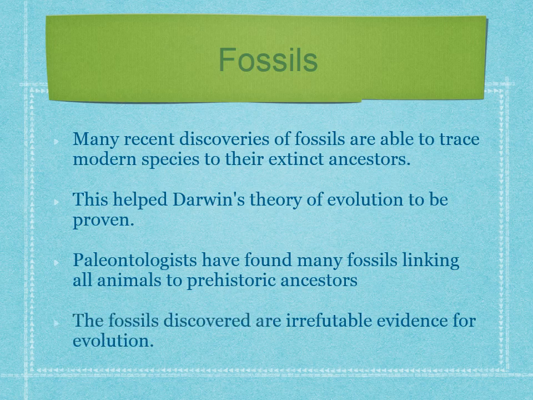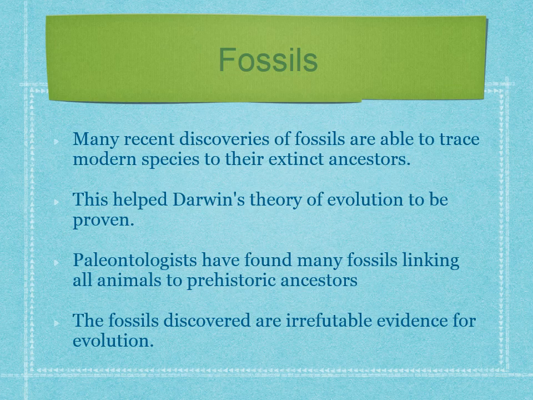Paleontologists, which are the scientists who go out, dig, and examine bones, have found that there are many different fossils linking all animals to some prehistoric ancestor. If you know of an animal, chances are there is some type of fossil evidence that links them to a distant relative. And the fossils discovered are irrefutable evidence for evolution.